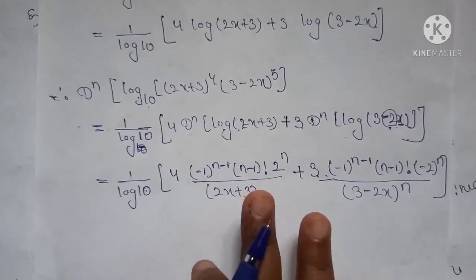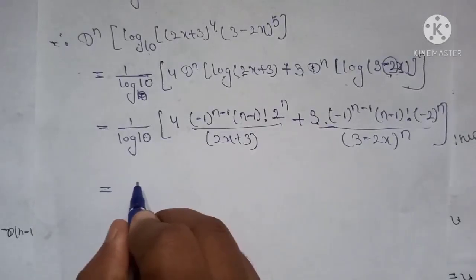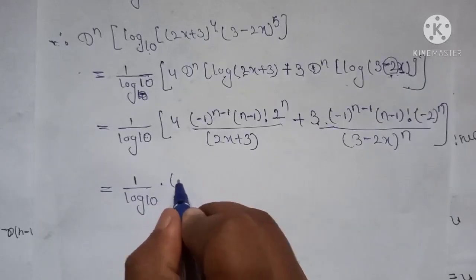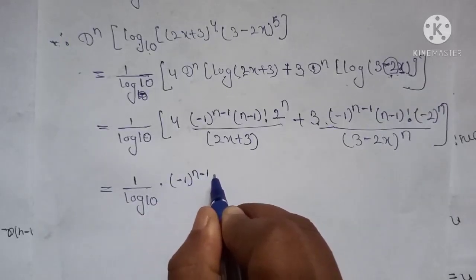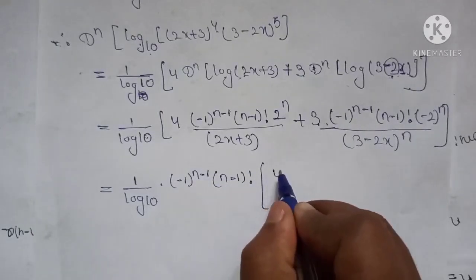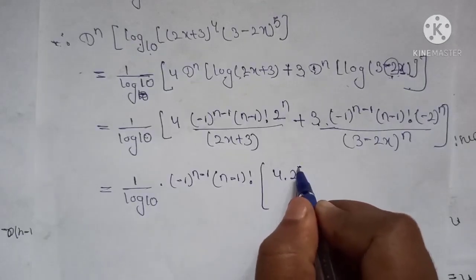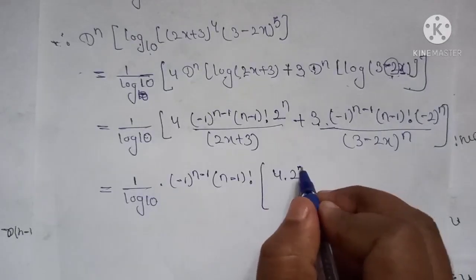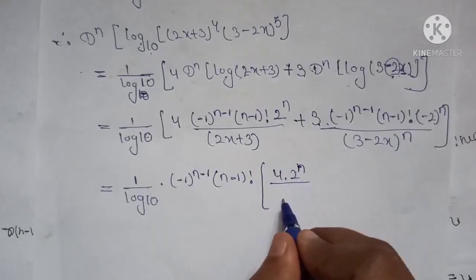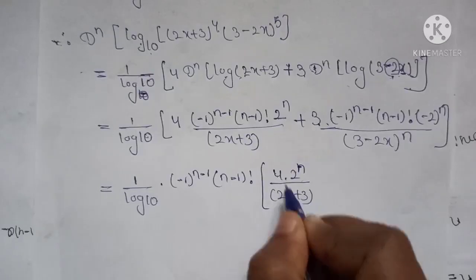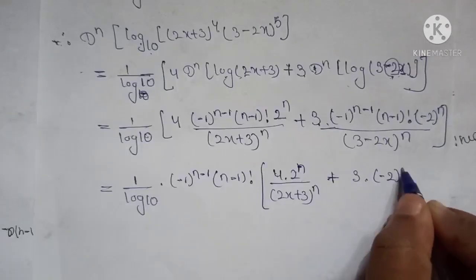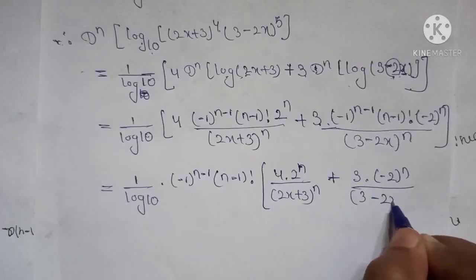So further simplifying, we get 1 divided by log 10. We can take minus 1 raised to n minus 1 into (n minus 1) factorial common. We get 4 into 2 raised to n, or 2 power 4 can be written as 2 power 2, so 2 power n plus 2. Or simply you write 4 into 2 raised to n, divided by (2x + 3) raised to n, plus 5 into (minus 2) raised to n divided by (3 minus 2x) raised to n.